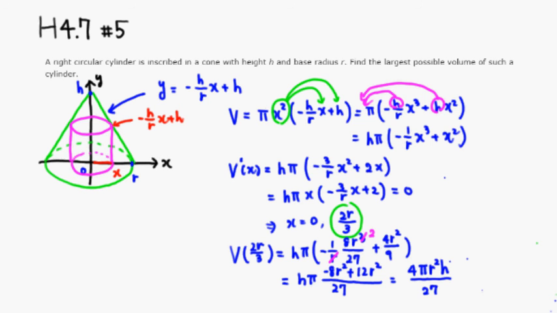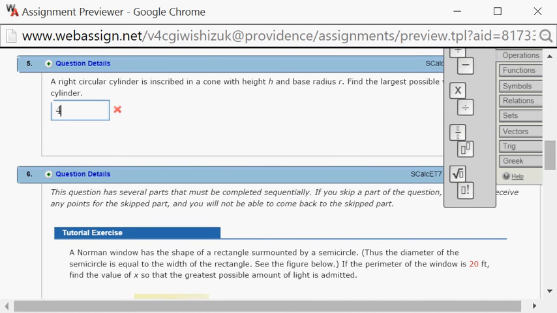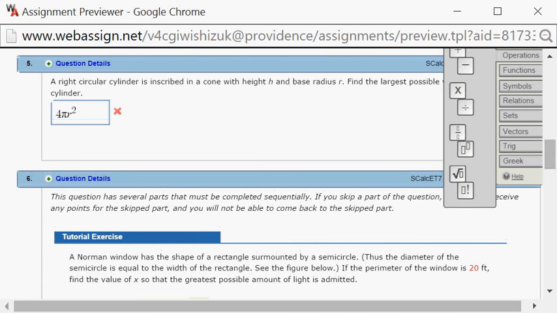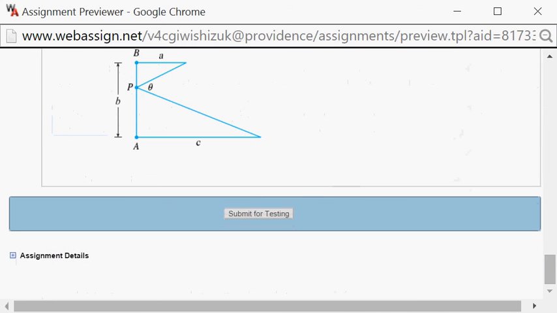So let's plug it in. We got 4 pi r squared h over 27. Let's submit for testing.